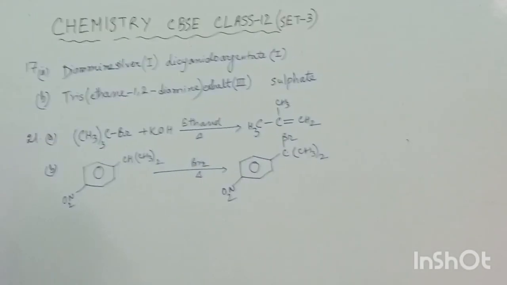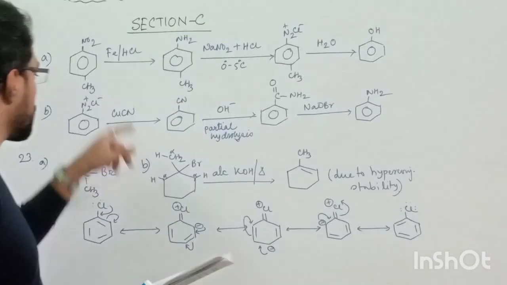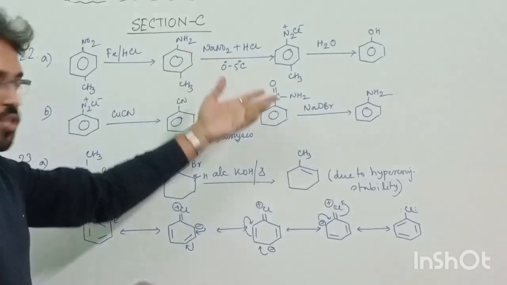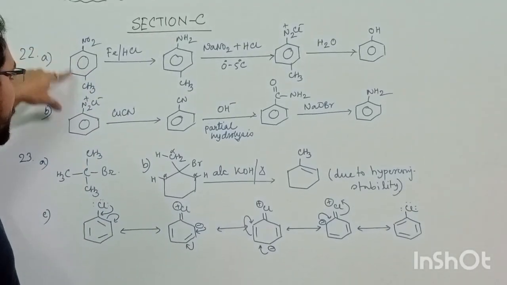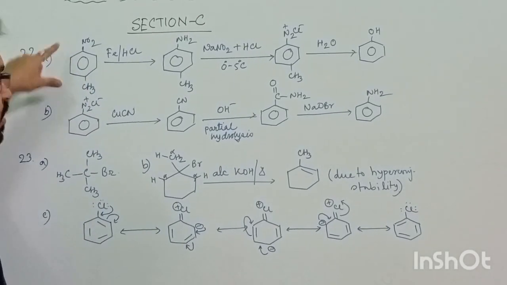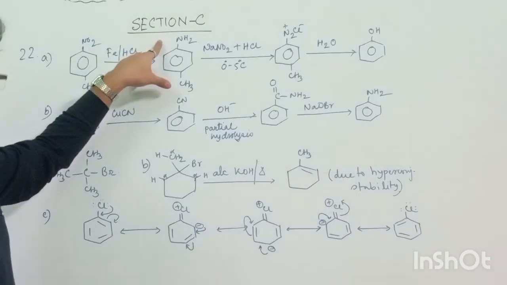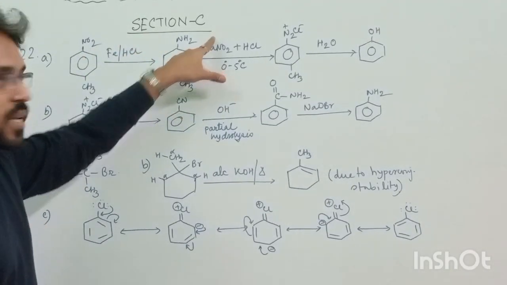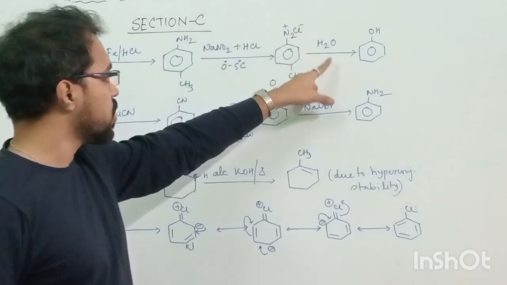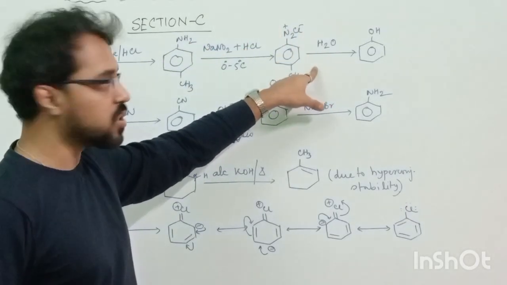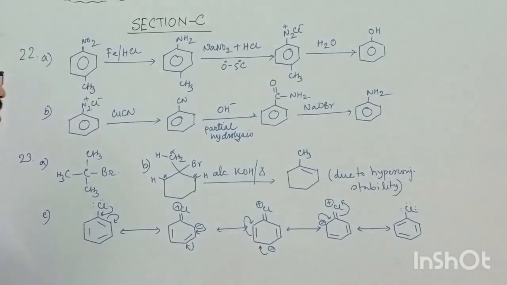Now let's come to section C quickly. Question number 22. It's a conversion type of question. So we are starting with para-methyl nitrobenzene. Fe/HCl, the purpose is to reduce the NO2 to the NH2 group. Then under diazotization conditions, it will be converted to diazonium chloride. If we add water to the diazonium chloride, we get phenol, right? We get phenol.